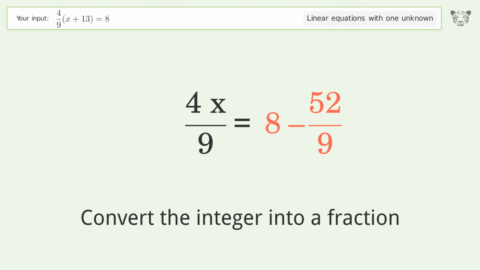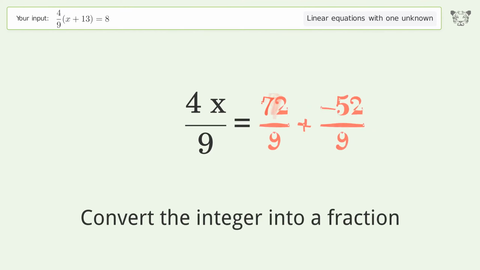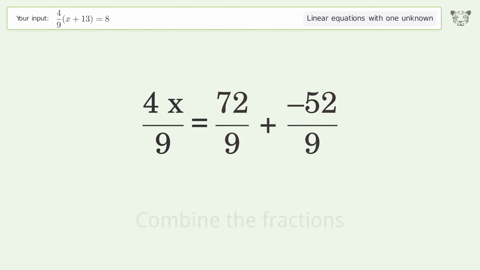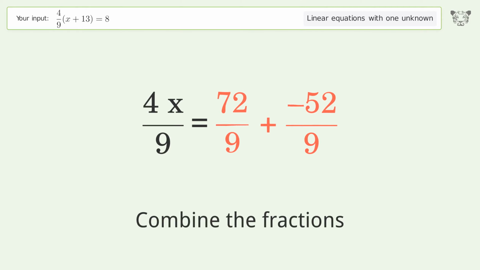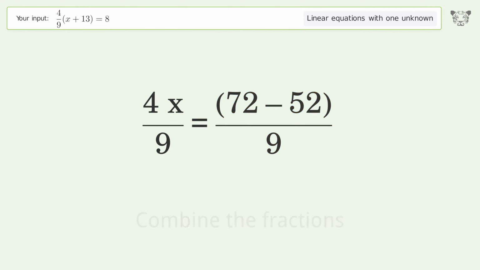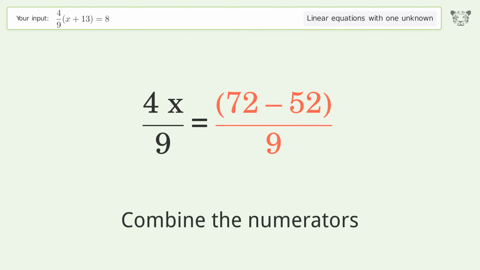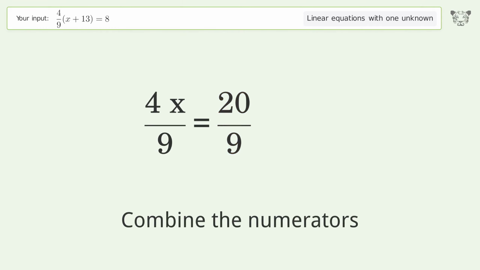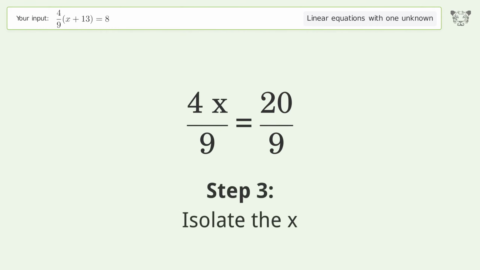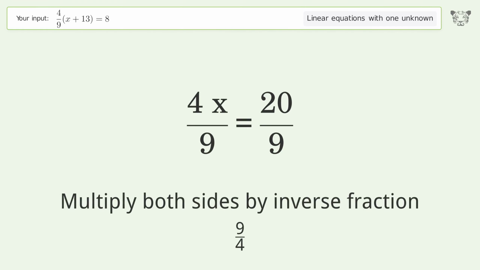Convert the integer into a fraction. Combine the fractions. Combine the numerators. Isolate the x. Multiply both sides by inverse fraction 9/4.